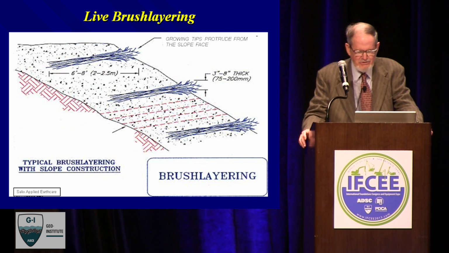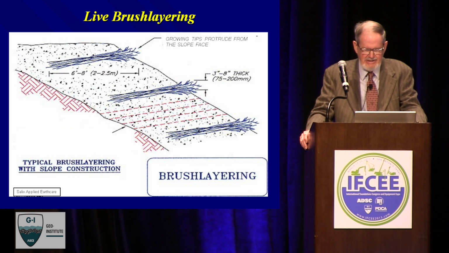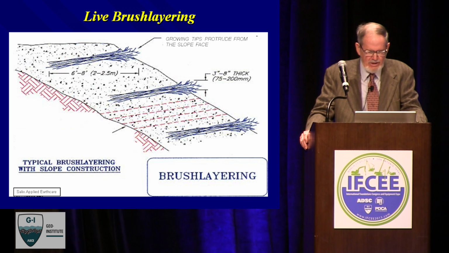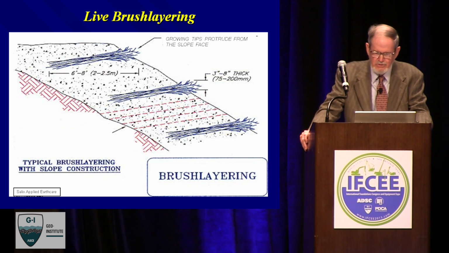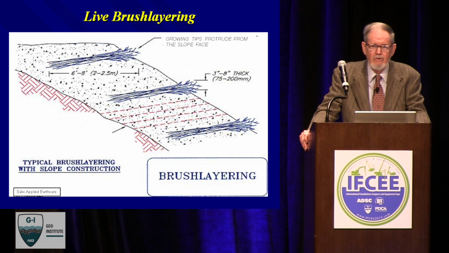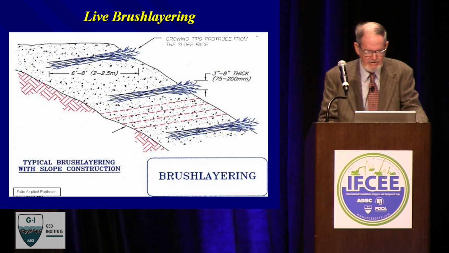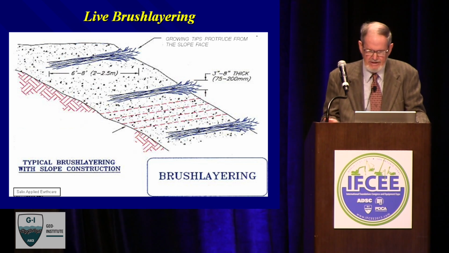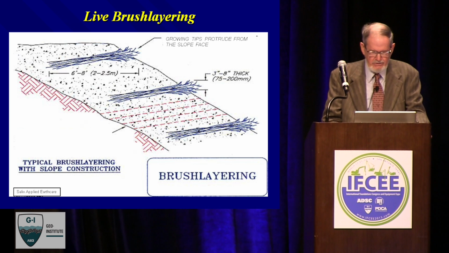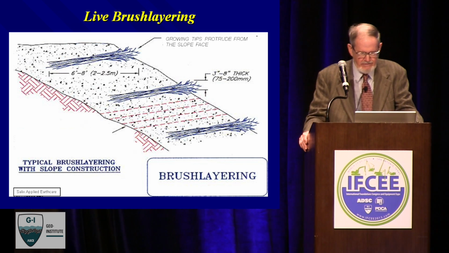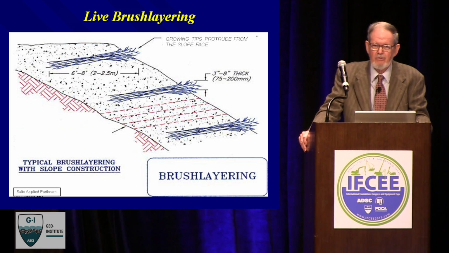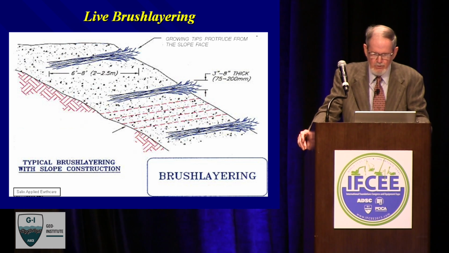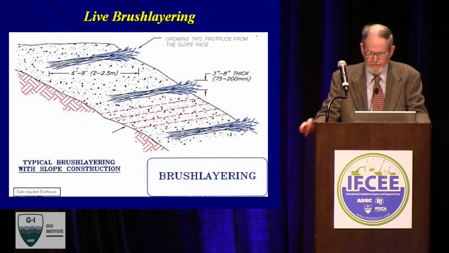Live brush layering is also a widely used biostabilization technique. Branches are inserted into the slope as opposed to running parallel to the slope surface. As such, it mimics conventional methods of mechanically stabilized earth using geosynthetics or geogrids. This orientation is also more effective for controlling shallow mass wasting as opposed to fascines, which are more suitable for controlling superficial erosion.